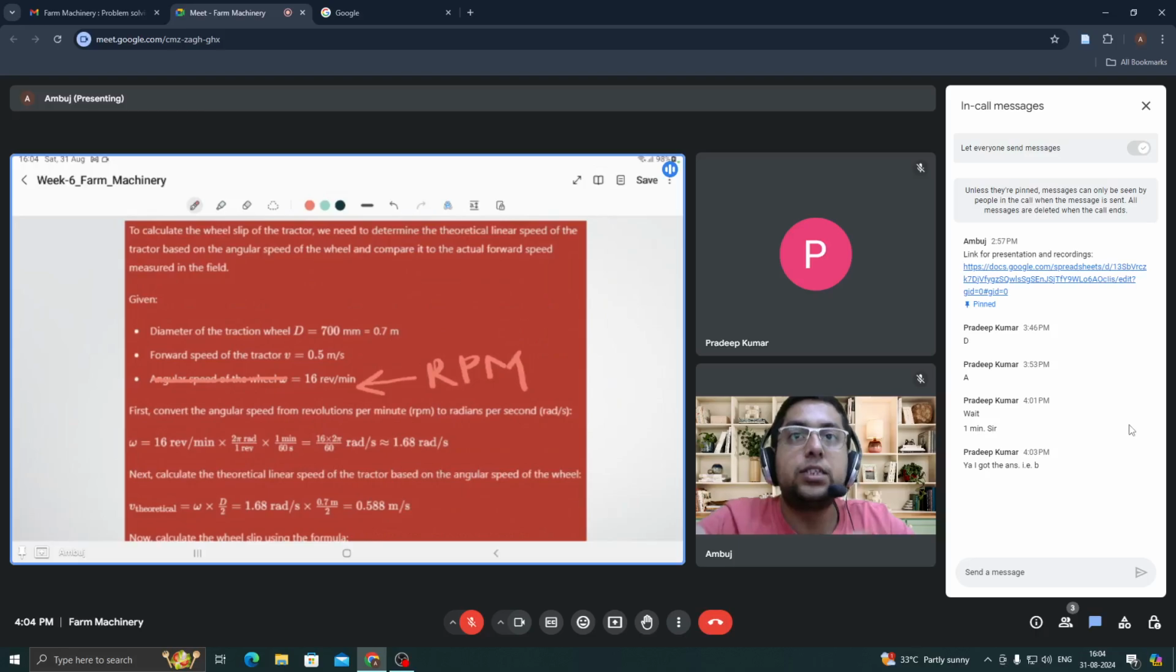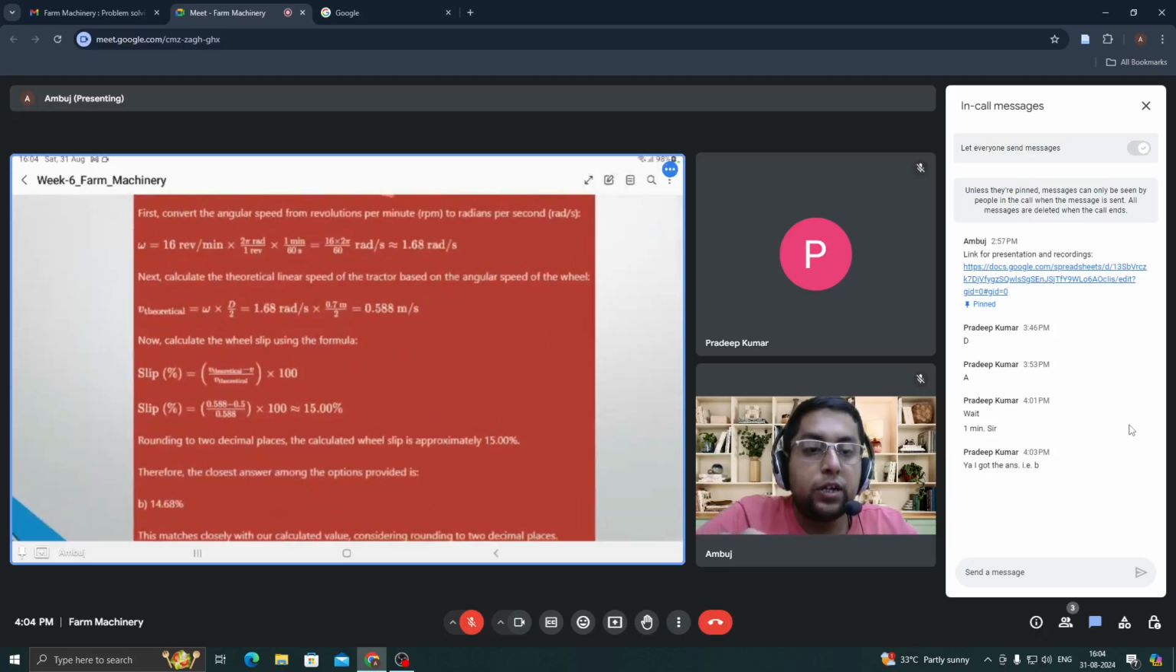Then directly multiplying 16 with it will give me 1.68 radians per second. Then theoretical velocity is given by omega into r. Always v equals omega r, a simple relation. Omega is provided here as 1.68.